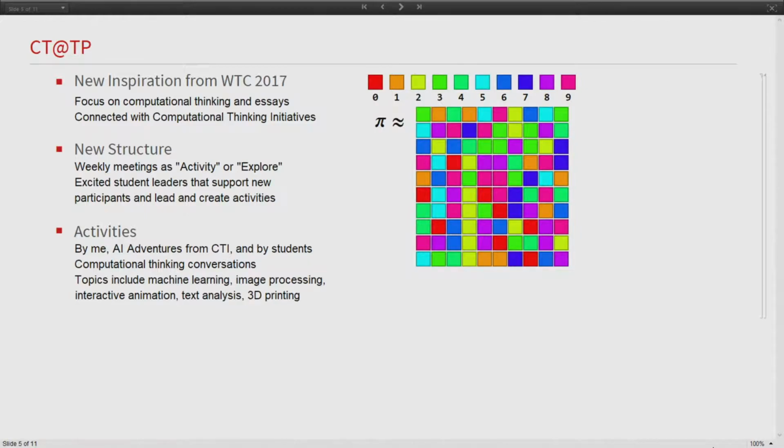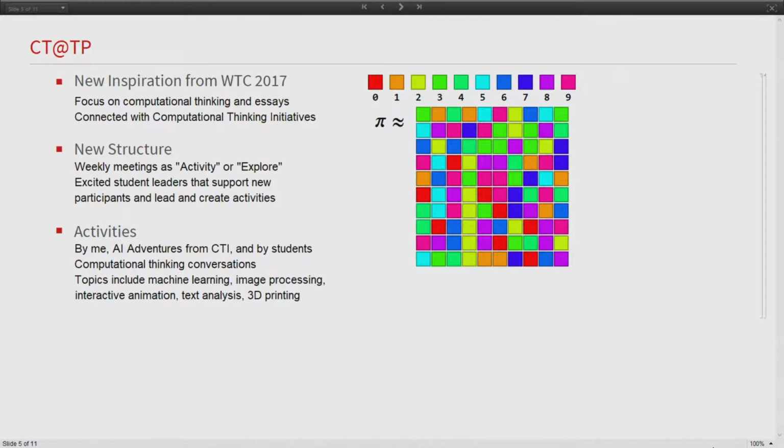So I came back to the conference last year and found a new inspiration. A big theme throughout the conference last year was the idea of computational thinking and computational essays. I realized that's more my theme. Rather than focusing on learning a programming language, let's do computational thinking. I thought this might be a new way to tap into things with the club. I also connected with the computational thinking initiatives and learned about some of the resources they have available to share in the type of environment I'm working with.